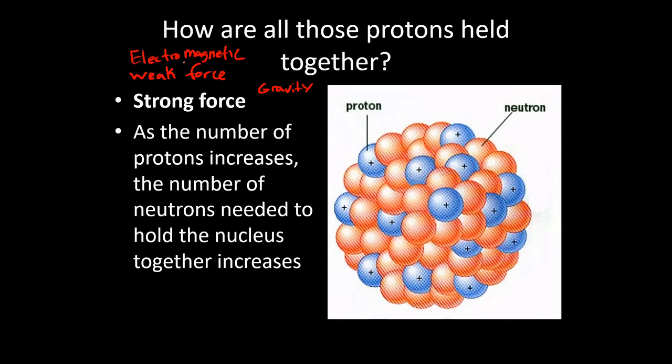I believe electromagnetic is next after that. And I believe that the weak force is stronger than gravity. Gravity is actually an incredibly weak interaction between particles. The reason that we don't really think of it that way is just because we're used to thinking about gravity interacting between you and the entire planet, which is really, really big.